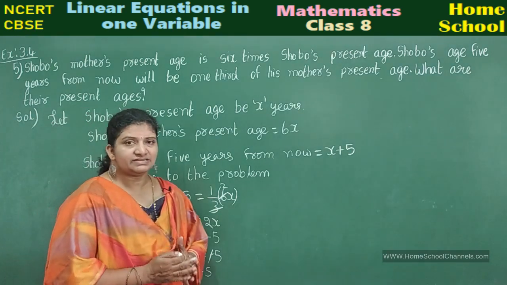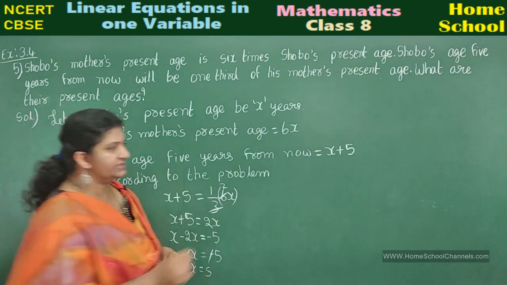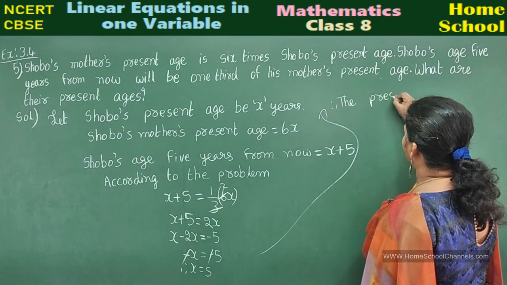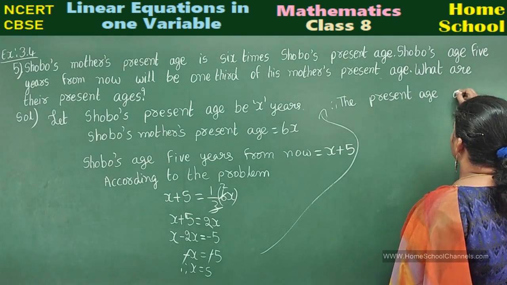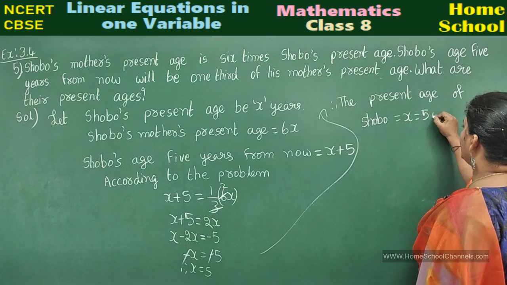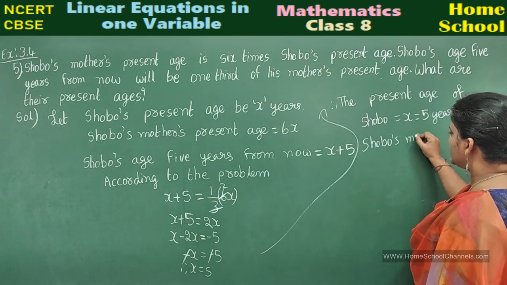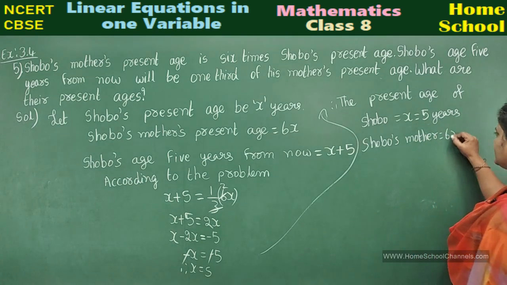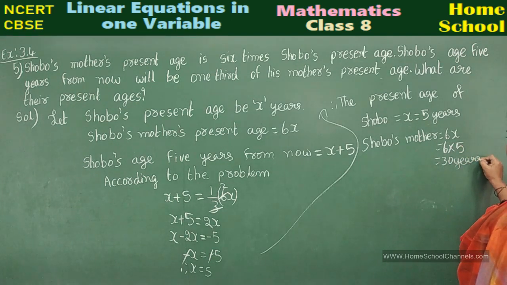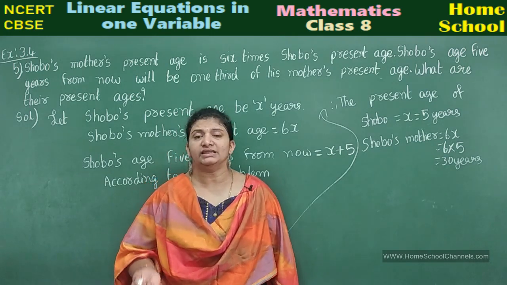What is this x? x is the present age of Shobo. We need to find what are their present ages. Continue the problem statement here. Therefore, the present age of Shobo is equal to x is equal to 5 years. Next, present age of Shobo's mother is equal to 6x. That will be 6 into 5. 6 5s are 30. 30 years. Therefore, the present age of Shobo is 5 years and Shobo's mother is 30 years.